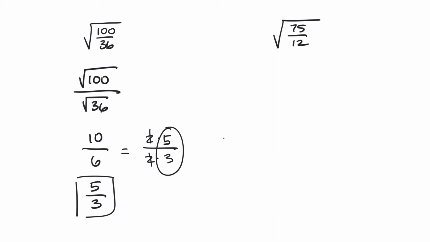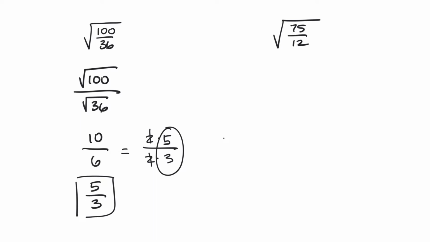We could simplify 75 twelfths, just like we could have simplified both of these here by dividing them by 4. We could have done that. Both of these have a common factor as well, and we could simplify the fraction before we start to take the square root. So that's an option. And if we do that, it'll make it a little bit easier.